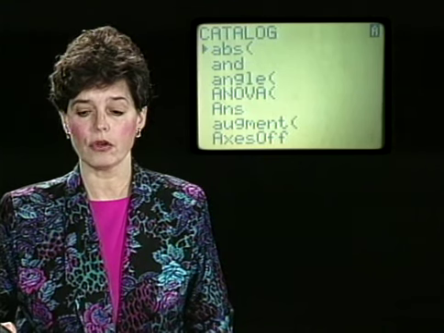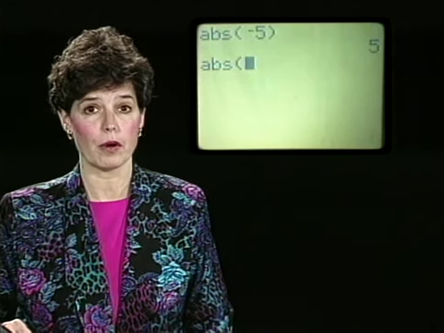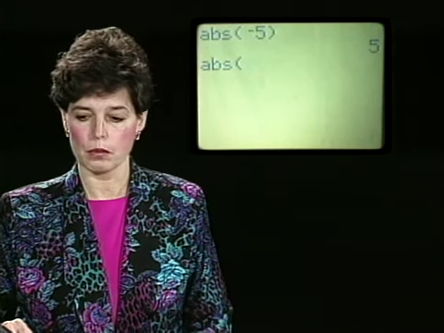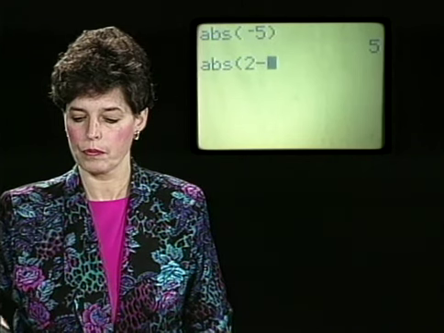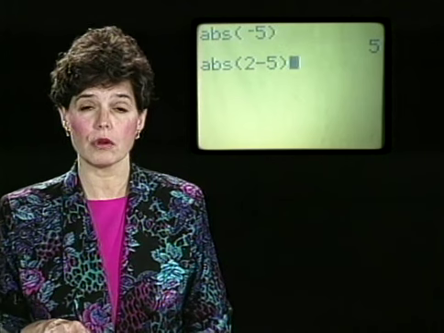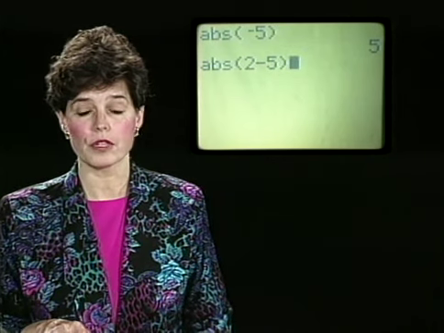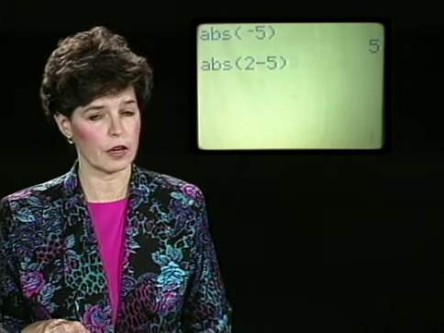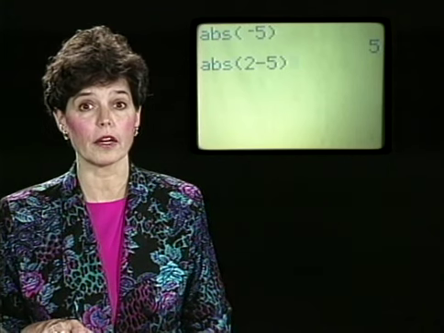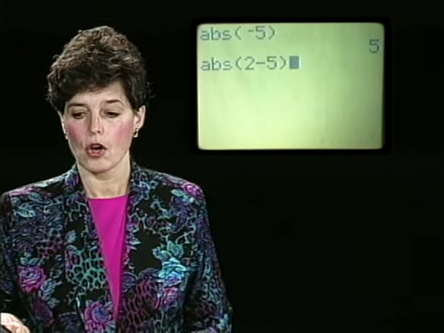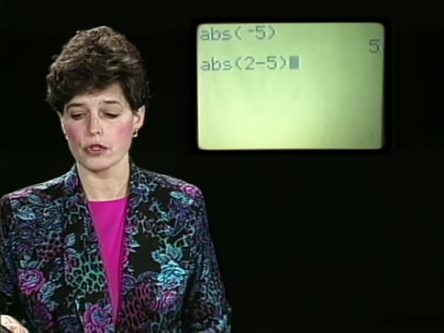When I press enter, that ABS is just going to go right into my home screen where I do all my problems. And I'm going to do the problem absolute value of 2 minus 5. Make sure that you close the parentheses, otherwise the calculator will not know whether you wanted the parentheses to be after the 2 and then subtract the 5, or whether you really meant it to be the absolute value of the whole quantity, 2 minus 5.